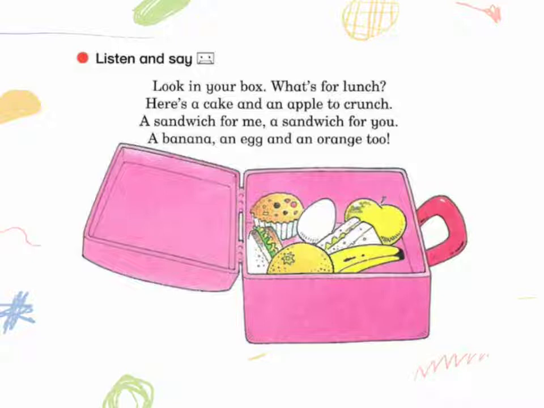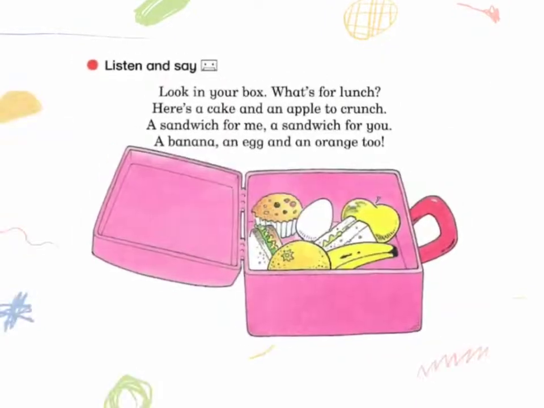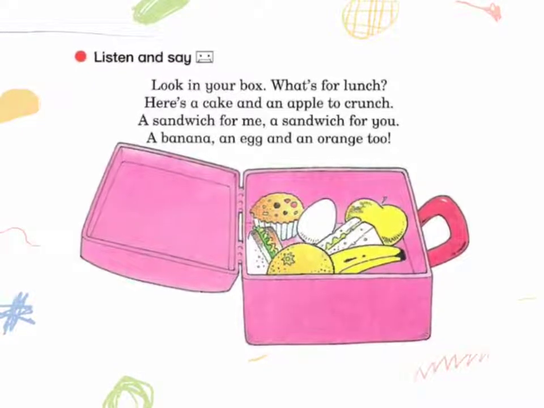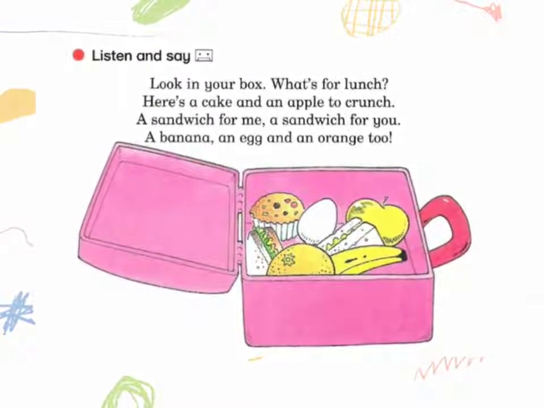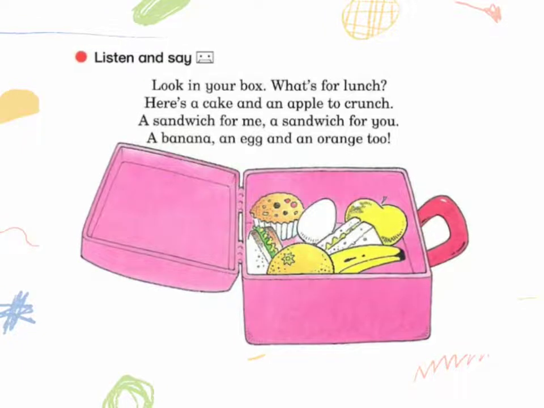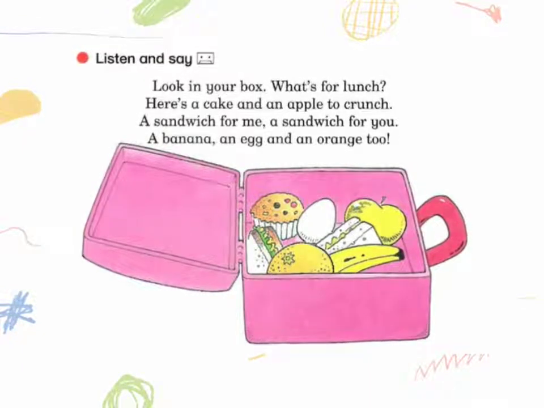Look in your box, what's for lunch? Here's a cake and an apple to crunch. A sandwich for me, a sandwich for you. A banana, an egg, and an orange too.